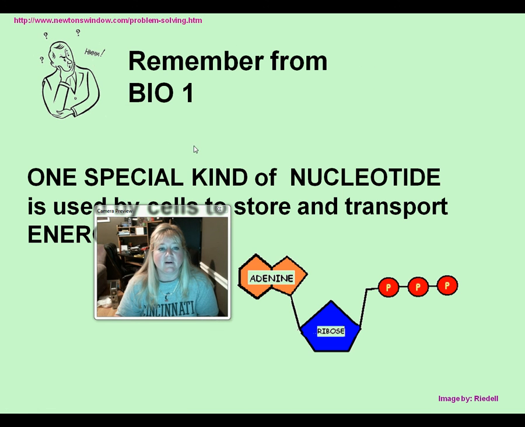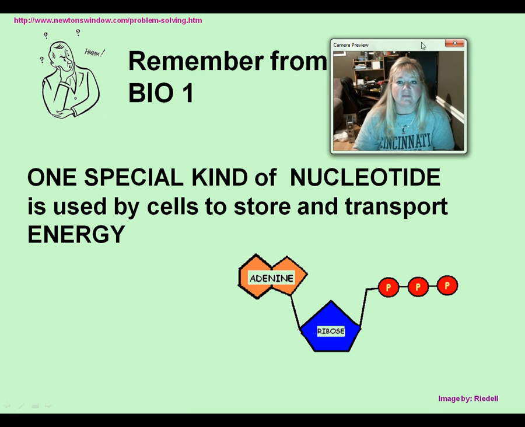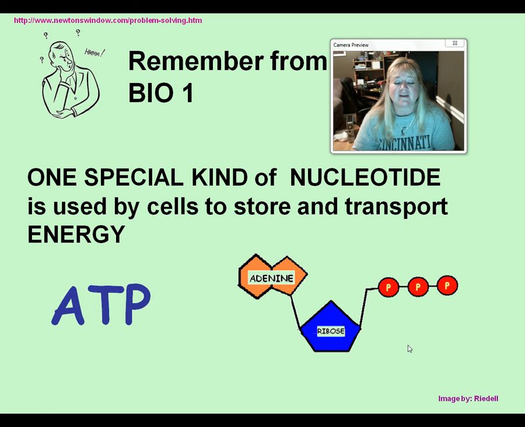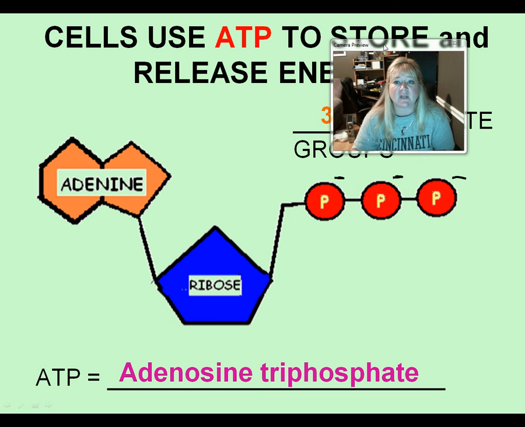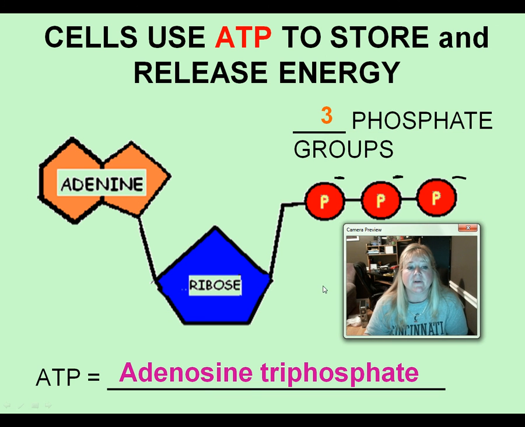All right. So what kind of energy? Well, there is a special kind of nucleotide used by cells to store and transport energy, and that is adenine with the ribose sugar and the 3 phosphate groups. And so we saw that on Friday, and that molecule is called ATP for adenosine triphosphate. Here it is real big. Okay, so you've got your adenine, ribose, and 1, 2, 3 phosphate groups.